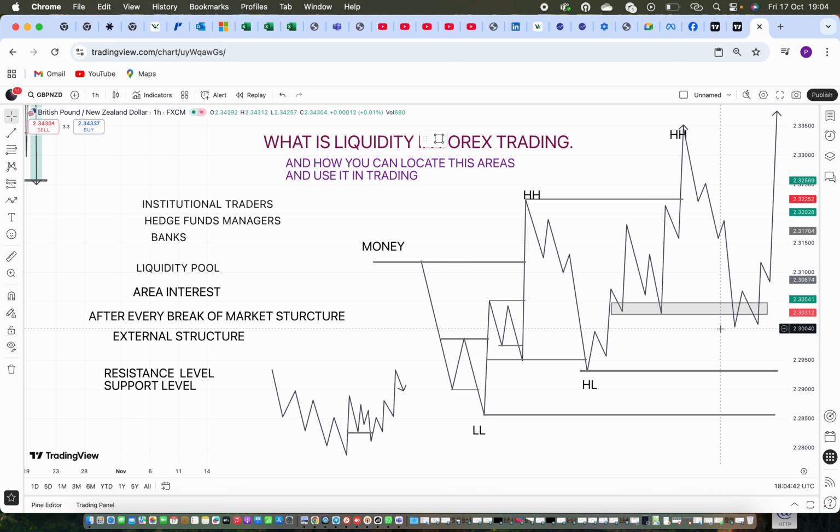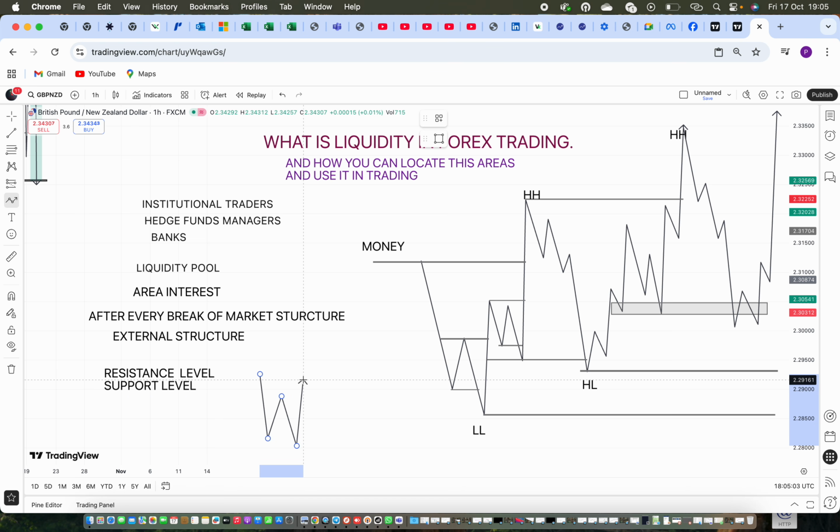So if you understand this, most of the time using liquidity is good. And how do you understand liquidity better? Let me just give you a simple graph again that will not confuse you before we go to the chart. All I am simply saying is, before we have a break of market structure like this, before we have a break of market structure, we have this, and we have a shift of market structure.